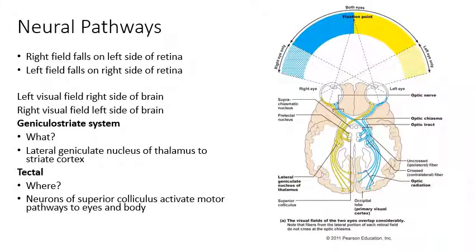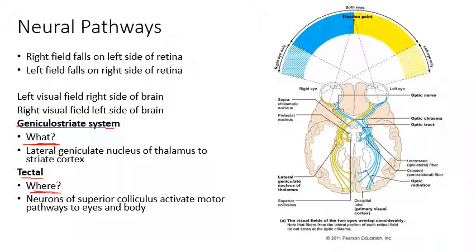So you can see for the neural pathways, we have 2 different pathways coming through here. We have the geniculostriate system. That's going to be the system to give you the what, what are you looking at. And the tectal is the where pathway. But let's look at the visual fields and what side of the brain the information goes to. Okay, if you remember for cutaneous, information on the right side goes to the left side of the brain.